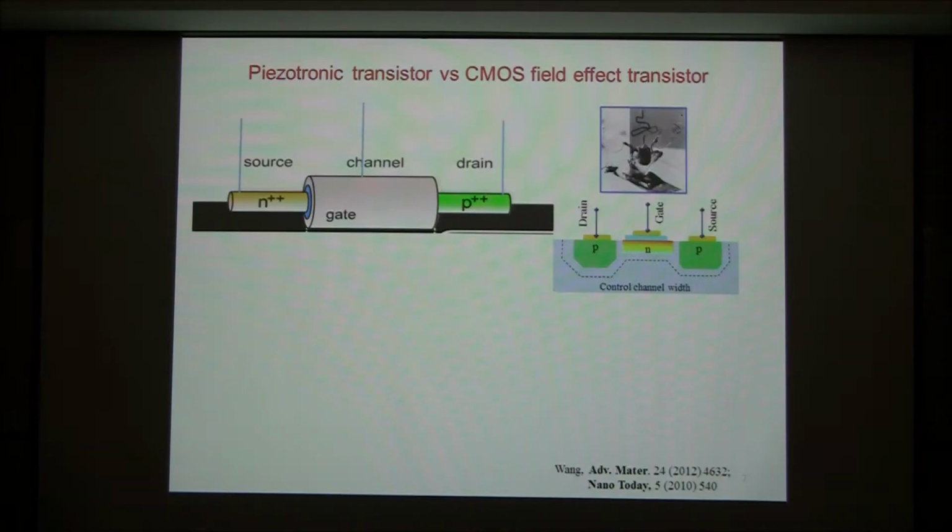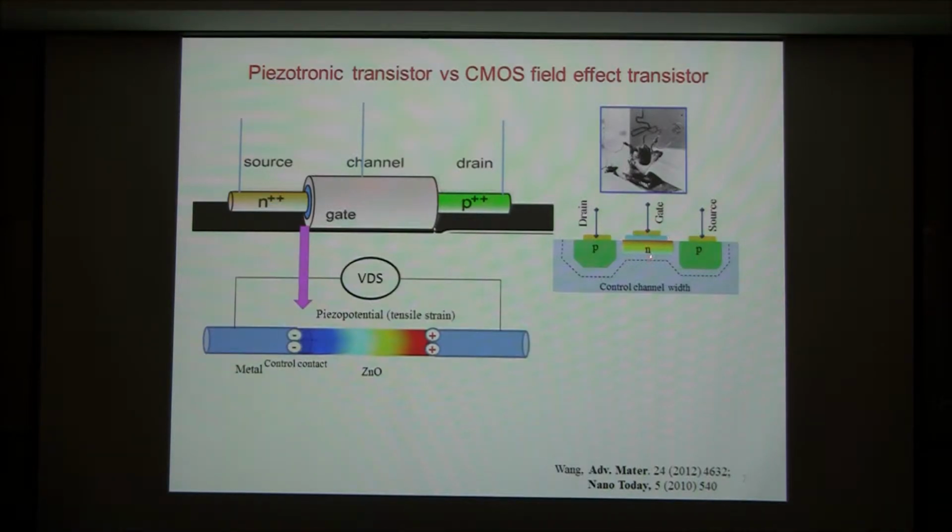This is a simple case. Look at the solid-state transistor. We have a source, a drain, and a channel. And the gate controls the channel width so that the current from the source to the drain can be controlled. So this is the fundamental. You control the channel width.